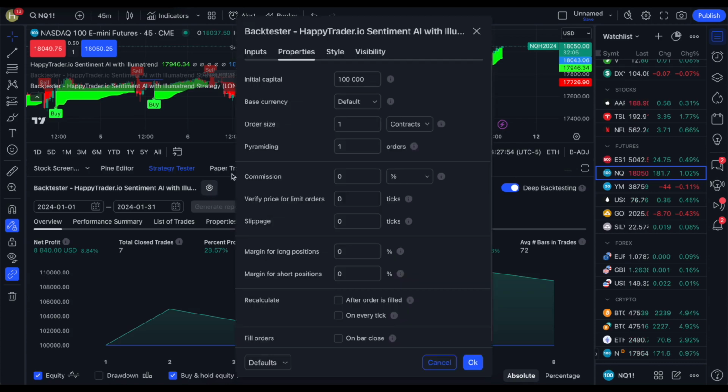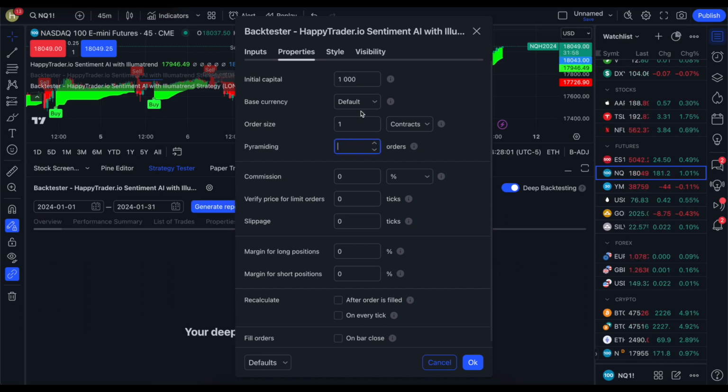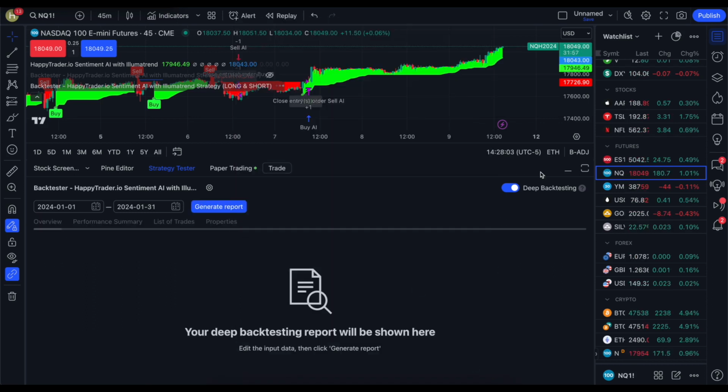I've pre-populated some of this stuff, but we're going to use a small size account. So we're just going to use a $1,000 account. Let's just say one contract on the ES. That's about the normal margin for a NASDAQ contract. You might want to pad with a couple extra $1,000 just to avoid a margin call.